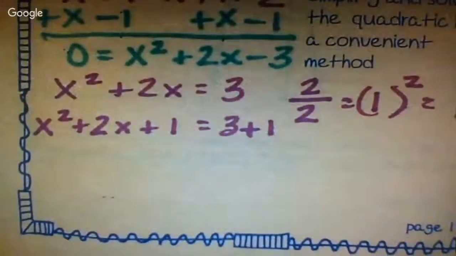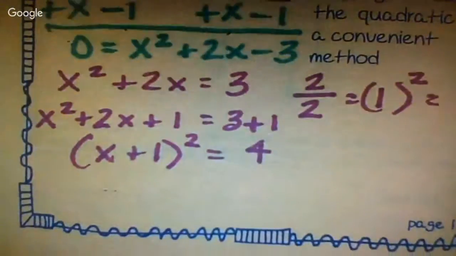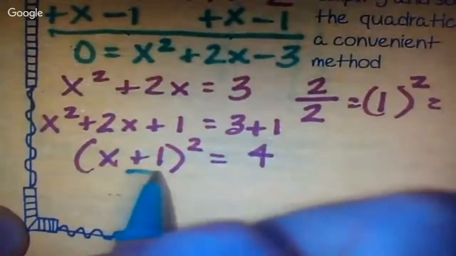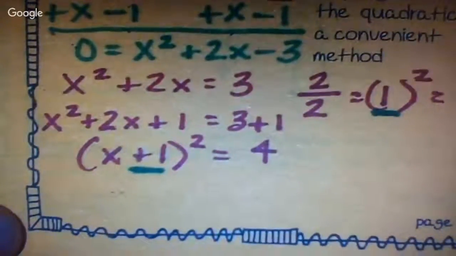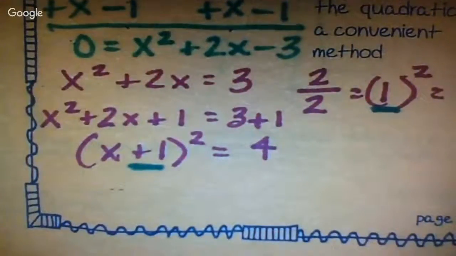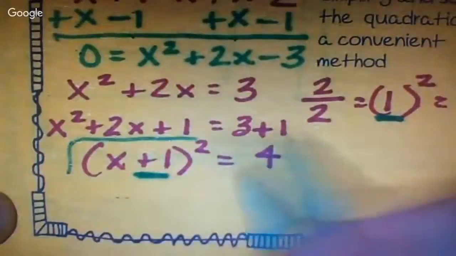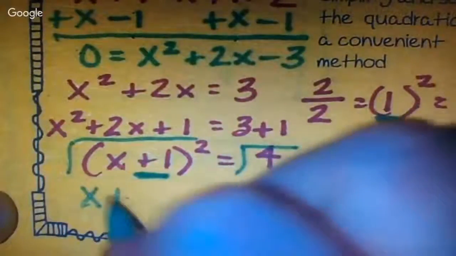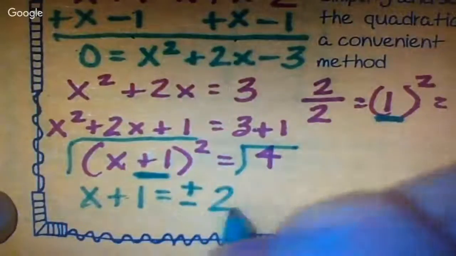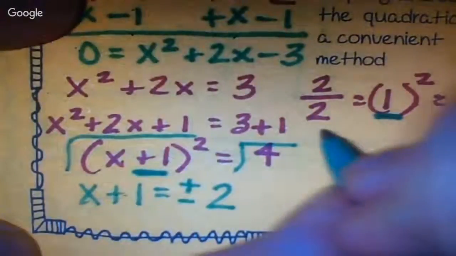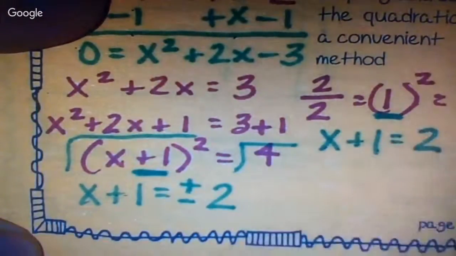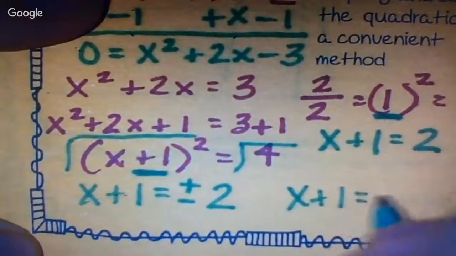So, parentheses x plus 1, parentheses squared. Okay, good. Equals 4. Remember, the number that goes here is the number that we got here. That's half of your B value. So now we take the square root of both sides. So you get x plus 1 equals plus or minus 2. So then you've got x plus 1 equals positive 2, and x plus 1 equals negative 2.